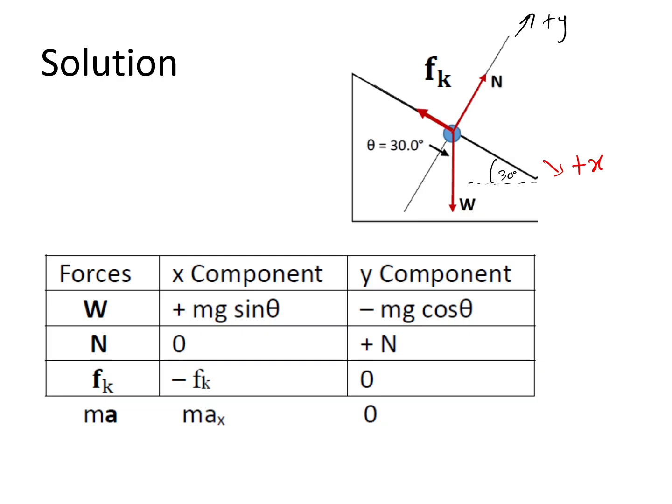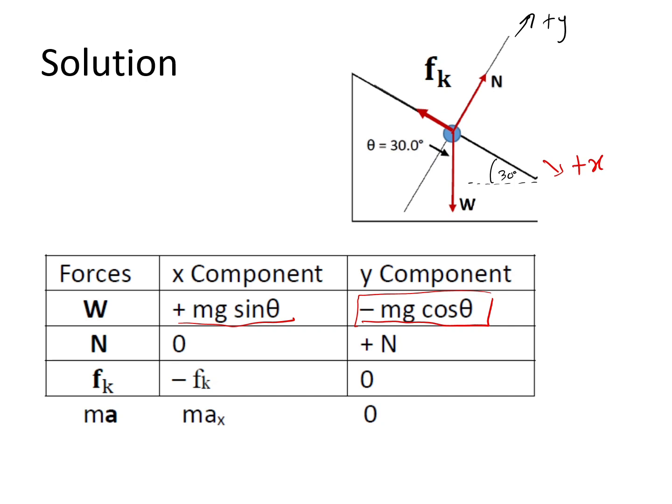The x component of the weight force is given by positive mg sine theta. The y component is negative mg cosine theta, and it is negative because the y component is pointing in the negative y direction. The normal force has no x component. In the y direction, the normal force is positive n. The kinetic friction force has no y component.